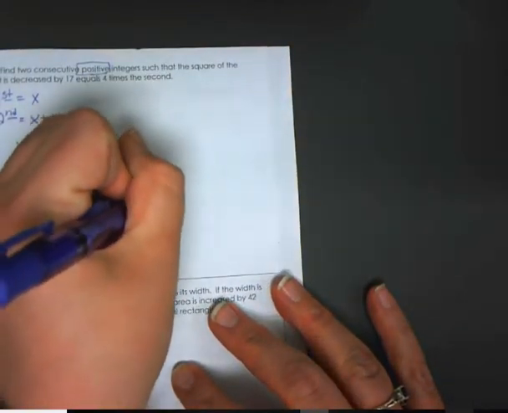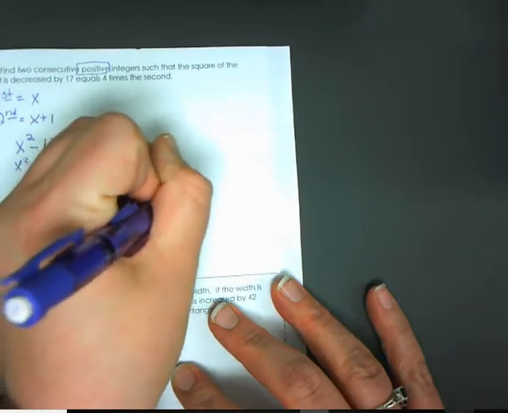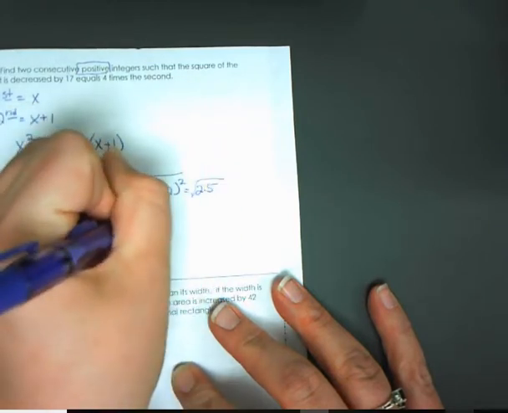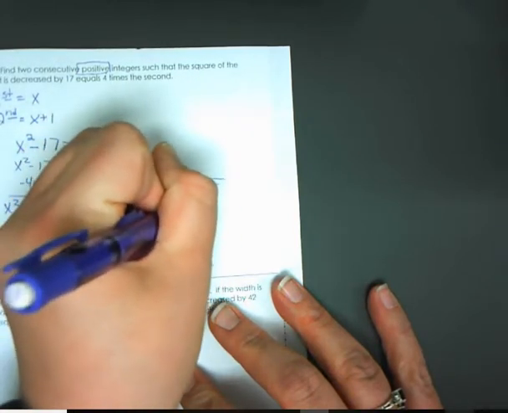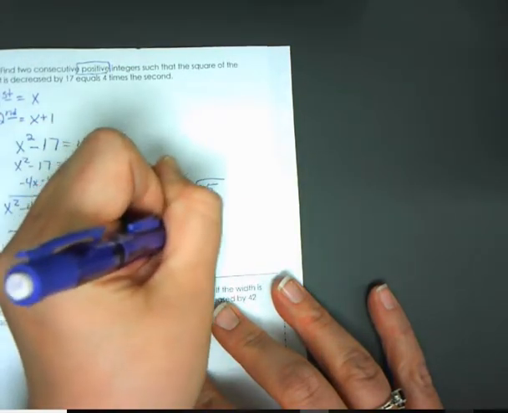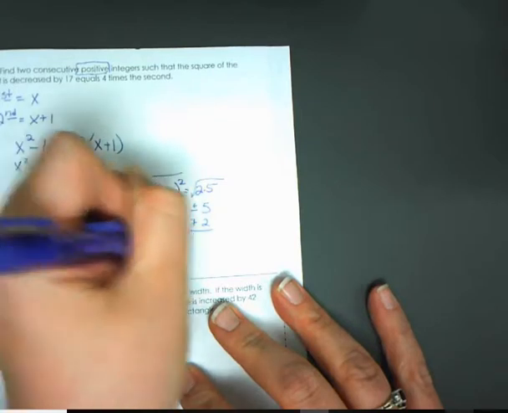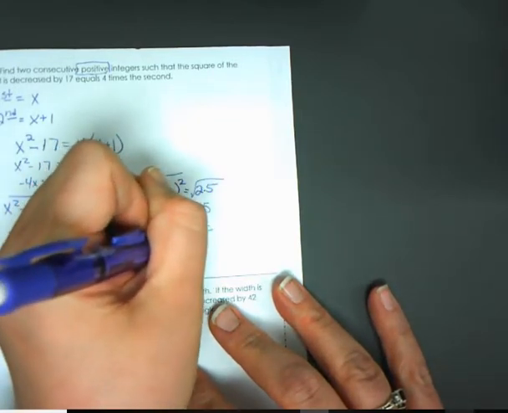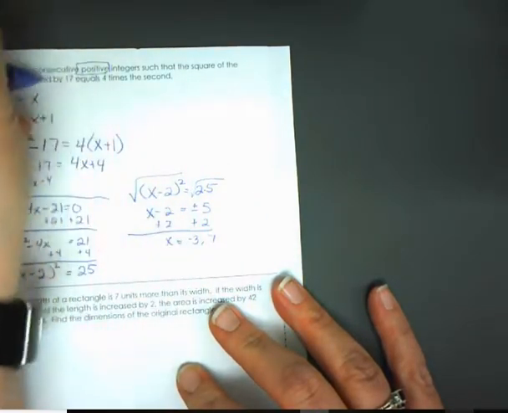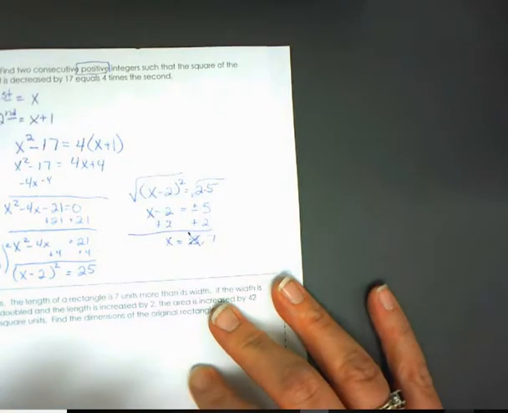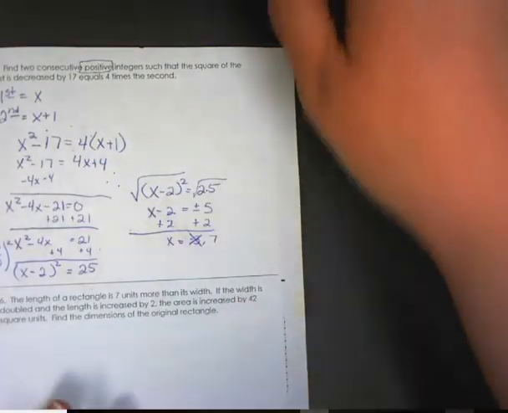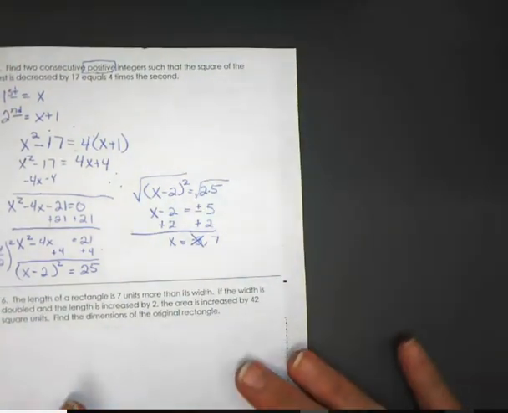So if we have x minus 2 squared equals 25, take the square root of both sides. We get x minus 2 equals positive or negative 5. Add 2. And that gives me x equals negative 3 and positive 7. But it says positive, so we don't care about that negative 3. Okay, so we have 7.